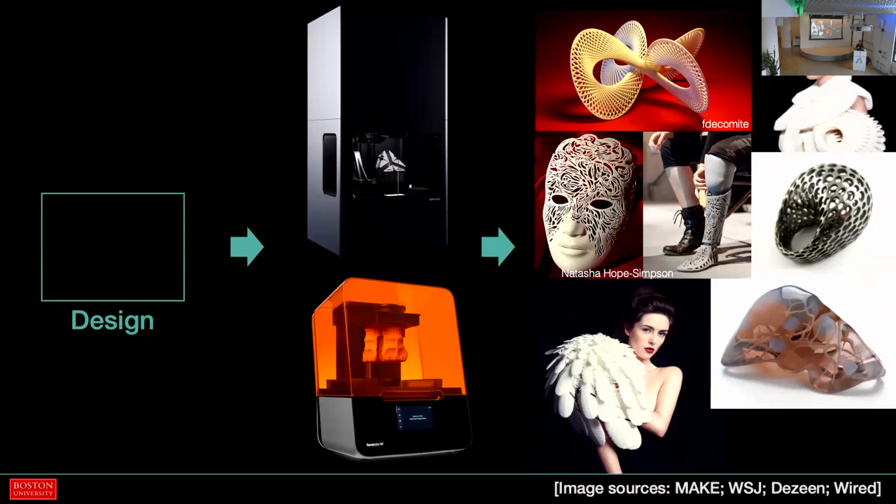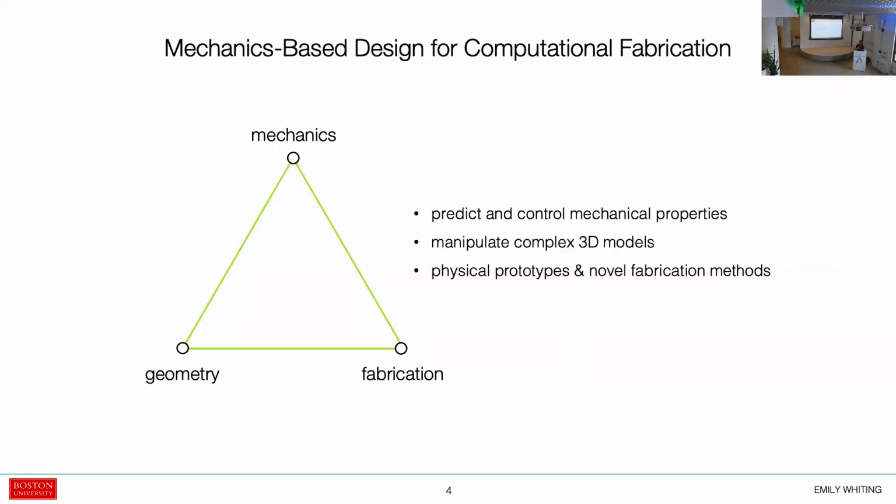So what I'm interested in is how to open this up and create computational methods that can embed functionality needs into the design pipeline to increase their accessibility. That's the idea behind this mechanics-based design for computational fabrication, where we're trying to create unified methods that combine principles of mechanics with computational methods in geometry processing.